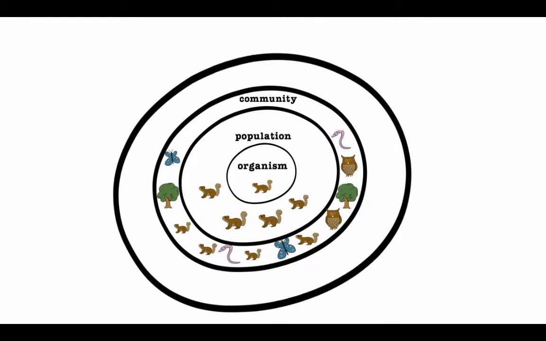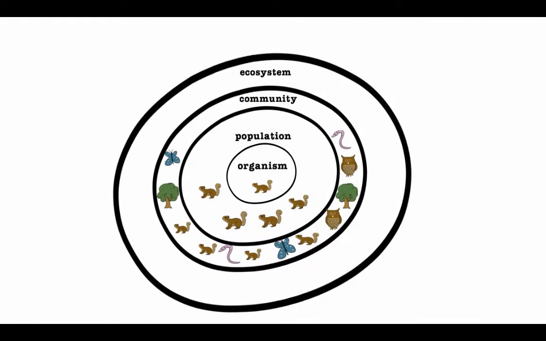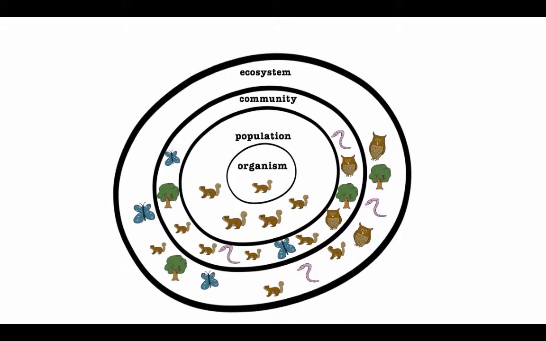When all of the organisms and the abiotic factors are factored in, this is called an ecosystem. Can you see all of the community members shown here? Squirrels, trees, owls, worms, butterflies and insects, as well as the abiotic factors of the sun and the wind and the rain.